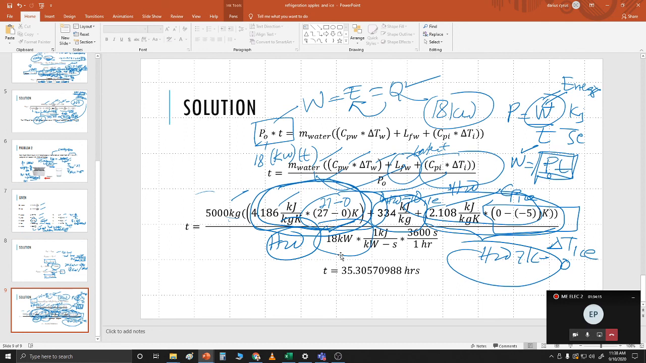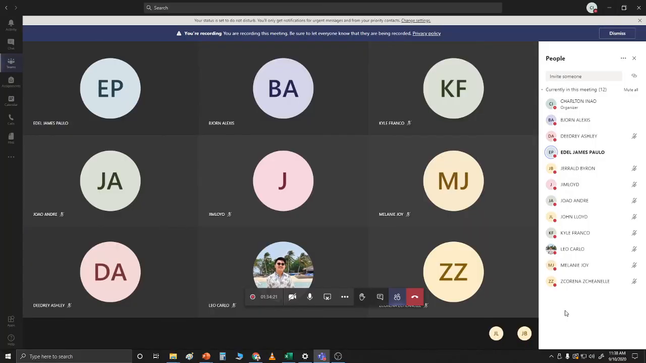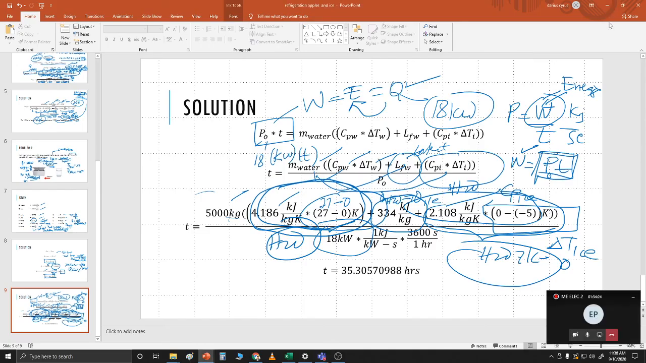Ilan ba yung 35 hours, class? Ilang araw tong 35? Isa't kalahating araw because 24 hours, pag 35 divided by 24, you will get 1.4 something, no? So 1.5 days. So kailangan natin, we need 1.5 days to convert an amount of 5,000 kilogram of water from 27 degrees to negative 5 na ice. Maliwanag ba?